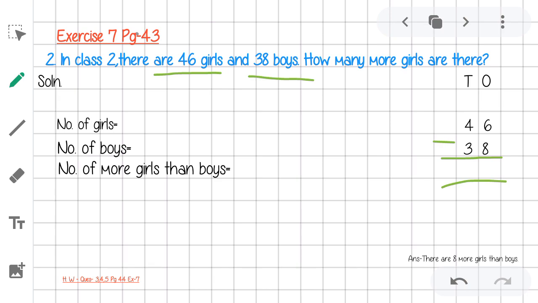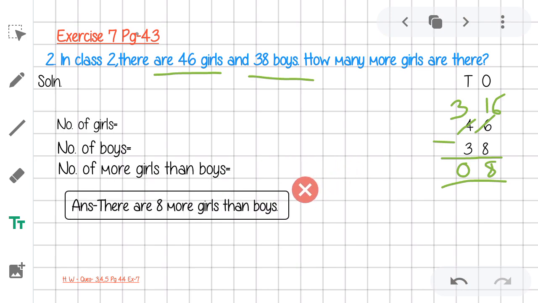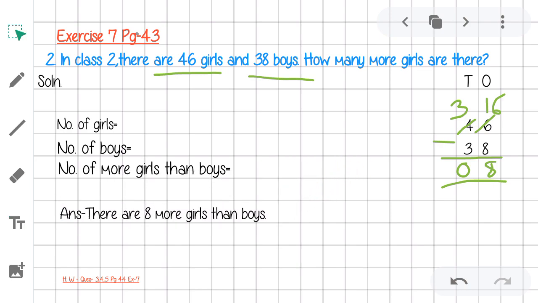So here we can see at ones place we have 6 and 8. That means we have to subtract 8 from 6. But this is not possible because 8 is bigger than 6. So for that we will borrow 1 from 4. So 4 will become 3 and 6 will become 16. Okay. Now we can easily subtract. 16 minus 8 is 8. 3 minus 3 is 0. So the answer for this will be, there are 8 more girls than boys.